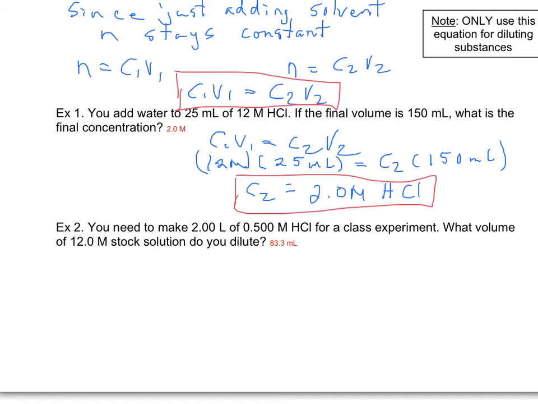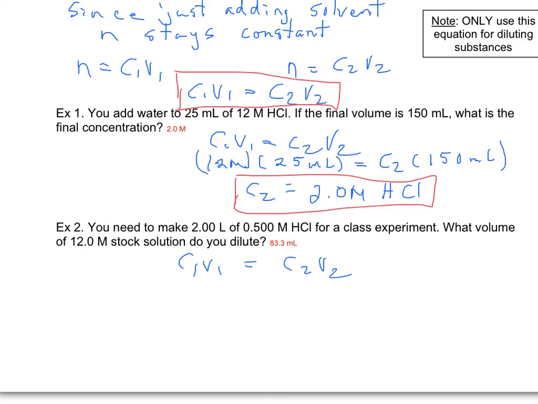Here's the answer for example 2. You need to make 2.00 liters of a 0.500 mole per liter HCl solution for a class experiment. What volume of 12.0 moles per liter stock solution do you need? 12 mole per liter is pretty standard for buying hydrochloric acid solutions. Because I have a stock solution and I'm looking for a concentration that's lower, I'm going to dilute this solution and use C1V1 equals C2V2.